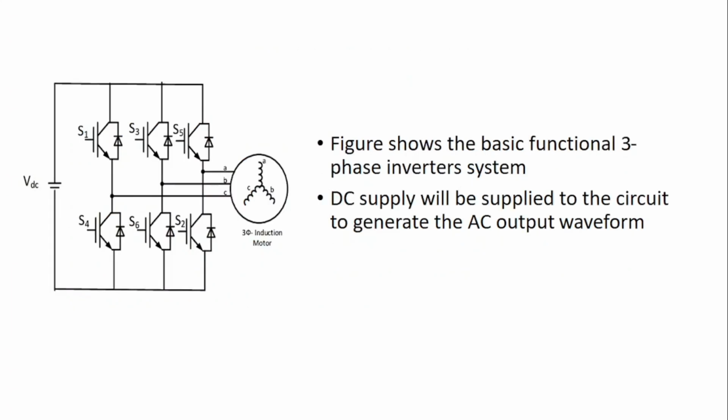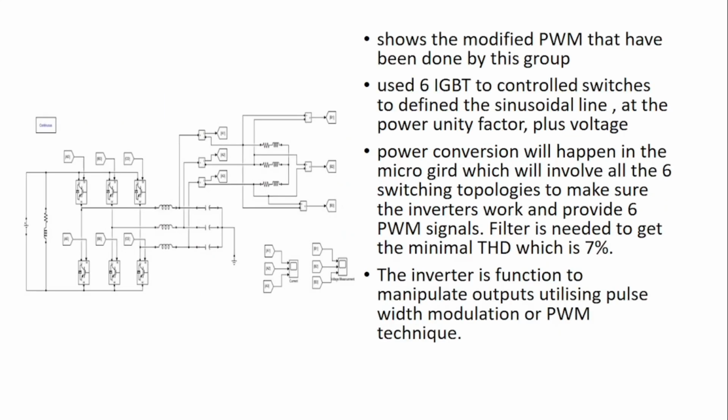So this figure shows the basic functional three-phase inverter system. DC supply will be supplied to the circuit to generate the AC output waveform. The circuit shows the modified PWM that has been done by this group. It uses 6 IGBTs to control switches to define the sinusoidal line at the power unity factor and plus voltage. So power conversion will happen in the microgrid, which will involve all the 6 switching topologies to make sure the inverters work and provide a 6 PWM system.